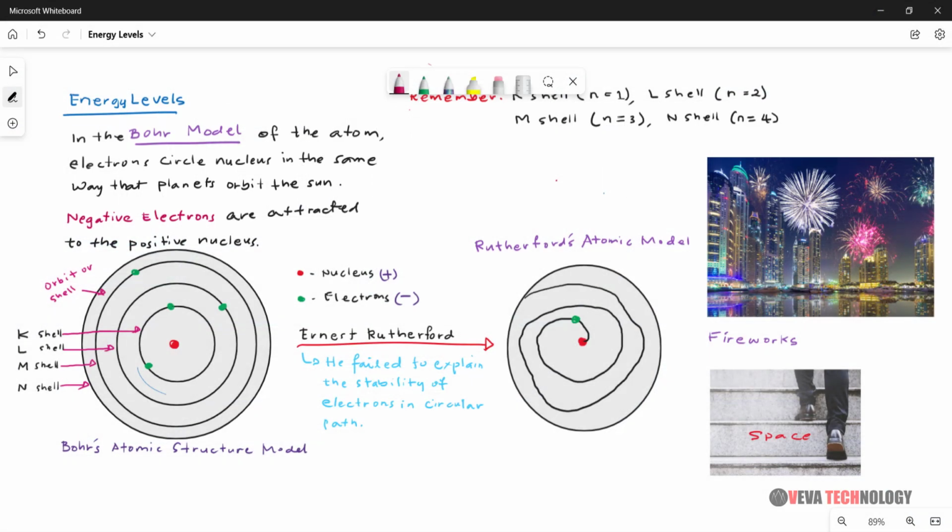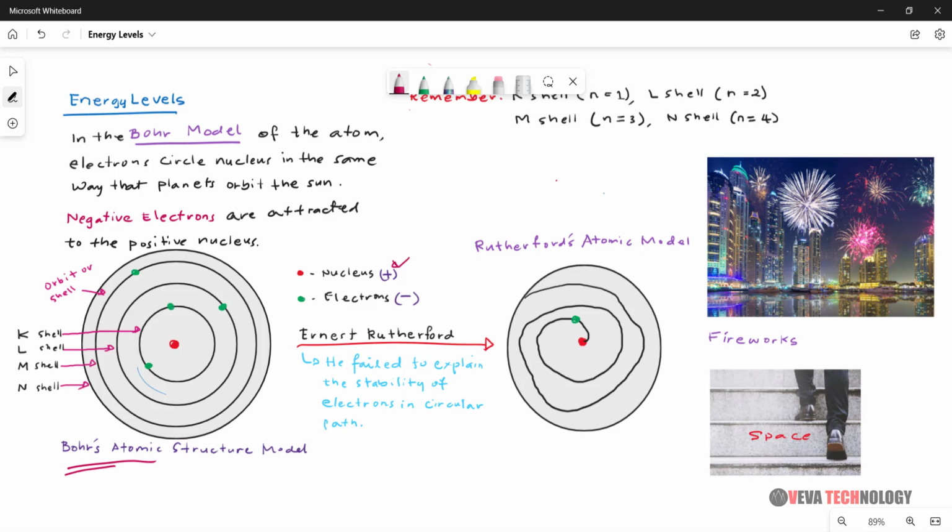Energy levels. In the year 1913, Niels Bohr proposed an atomic structure model describing an atom as a small, positively charged nucleus surrounded by electrons that travel in circular orbits around the positively charged nucleus. So, just like planets around the sun in our solar system, that is how he described it, with attraction provided by electrostatic forces, popularly known as Bohr's atomic model.